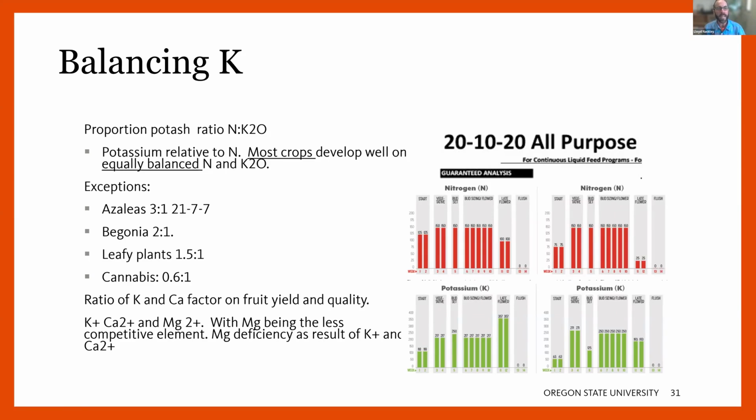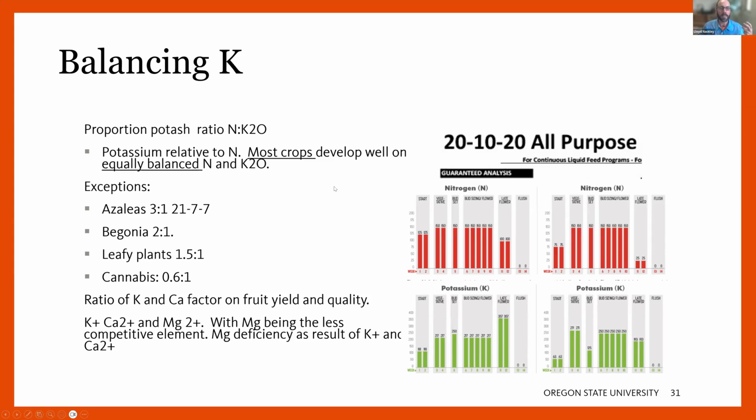Similarly, potassium, we're learning a lot about how to balance potassium. A lot of crops will develop fine on an equally balanced potassium to nitrogen, like a 20-20, right? So this is a 20-10-20, so equal, that would be a 1-to-1 ratio. But there are exceptions for sure.